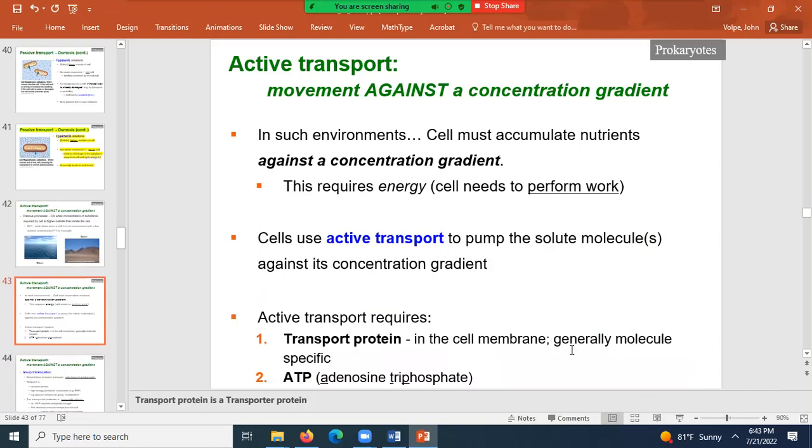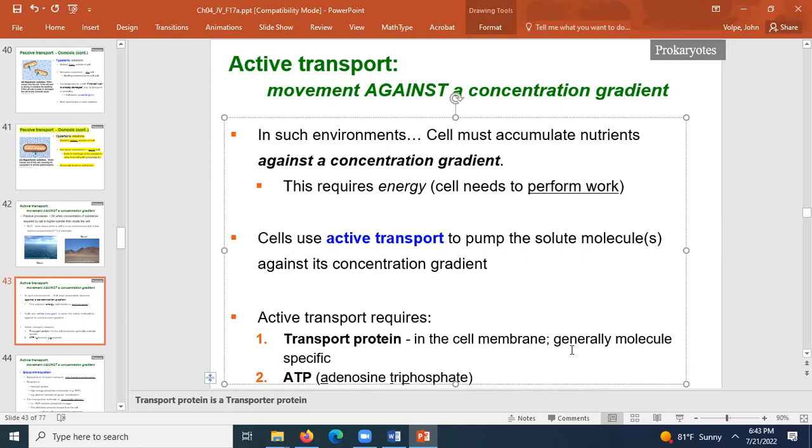So the cell is moving the nutrient molecules against their concentration gradient. This requires energy for the cell to do this. And generally the cell will use ATP to move the molecule into the cell. And it requires an active transport protein to pump the molecule from outside the cell to inside the cell.